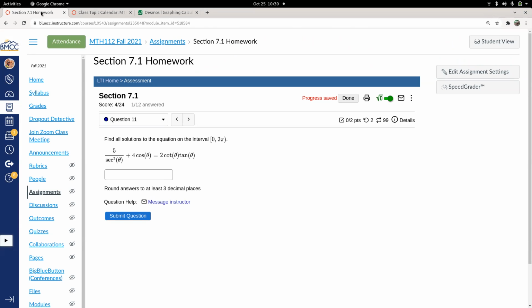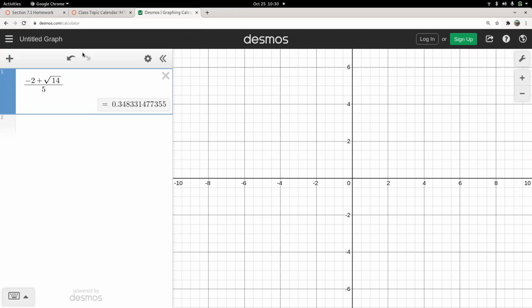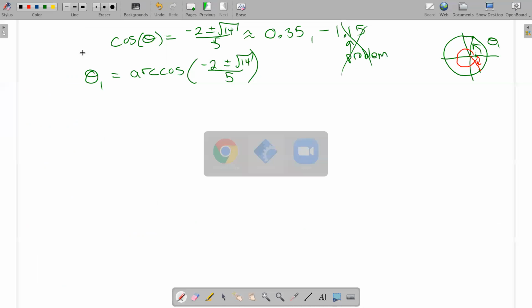Find all solutions. Okay, so all solutions, that means, oh, on the interval 0 to 2 pi. Okay, yeah, so I do want positive. All right, so let's see, back to my notebook. So the next positive solution would be 2 pi.